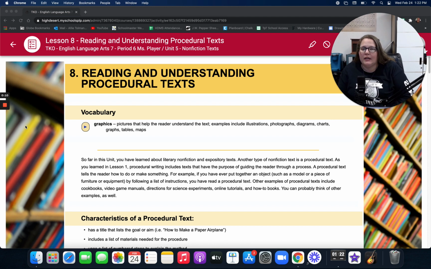We were talking about reading and understanding procedural texts. Now is a good time to have your notebook handy and ready to go so that if you do have questions, you can write them down as well as taking notes as you listen to the video. It's very helpful. We have one piece of vocabulary today. It is graphics, pictures that help the reader understand the text. Examples include illustrations, photographs, diagrams, charts, graphs, tables, and maps.